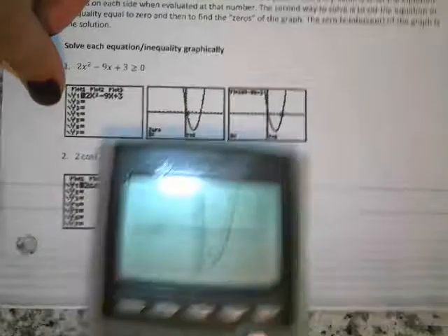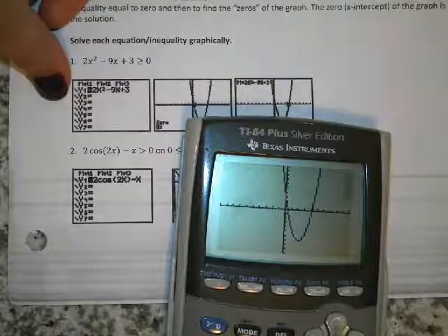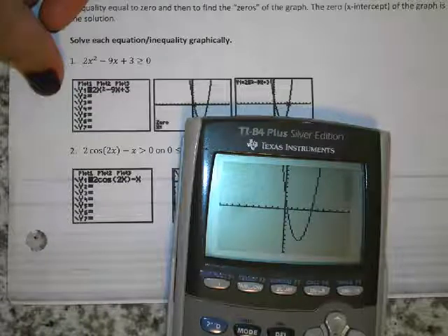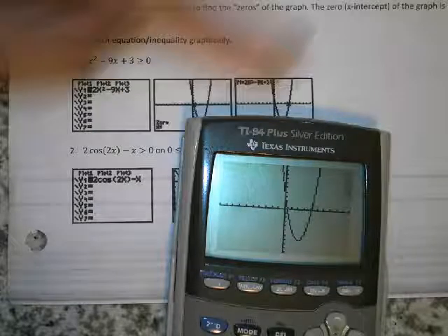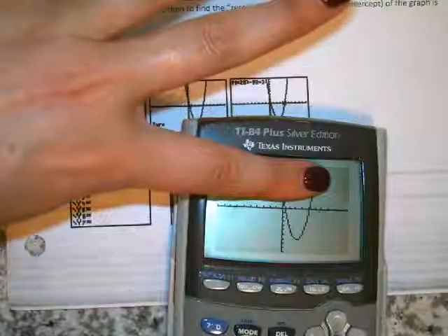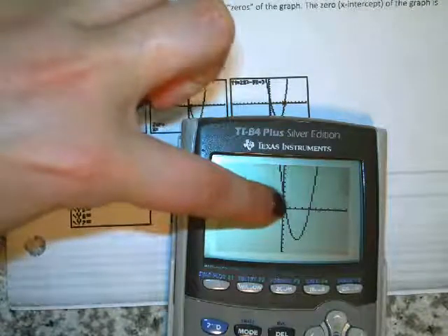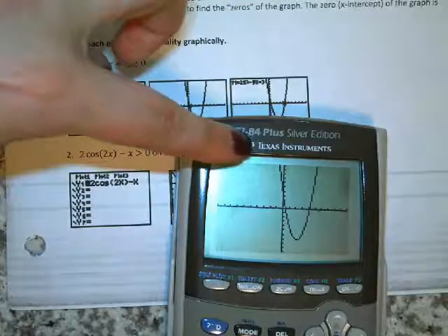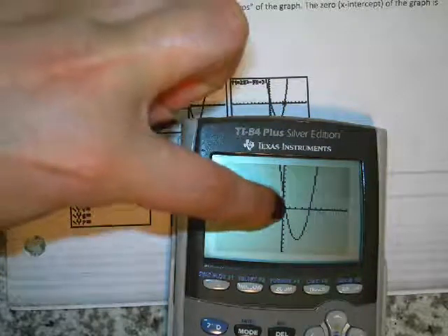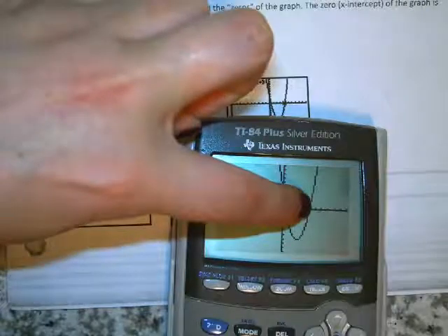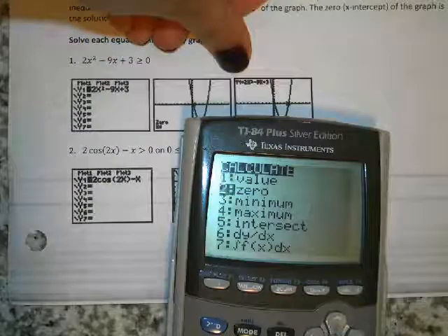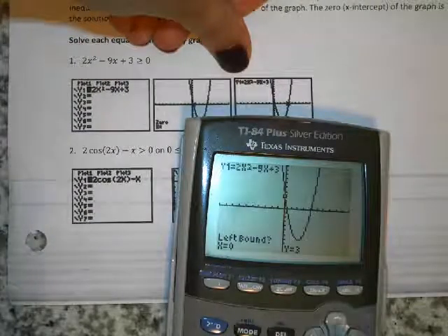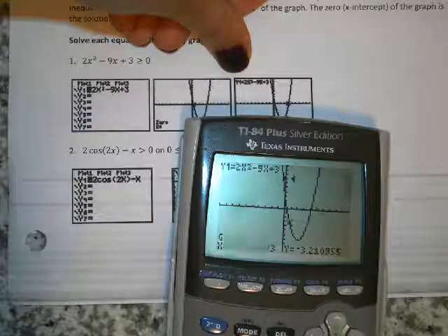Okay, so if I wanted to know where this function was greater than or equal to zero, what that means is the outputs of the function have to be greater than or equal to zero, and that's the y coordinates. So if I'm thinking about where are my y coordinates greater than zero, that's up here. That's where the y coordinates are positive. The y coordinates equal zero at the x intercepts. So the answer for this problem would be this x intercept and up. So if I want to figure out the solutions, I need to know what the x-intercepts are. So I'm going to do left bound and right bound.